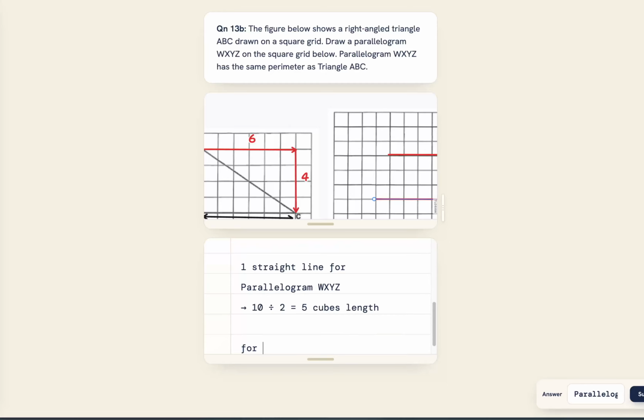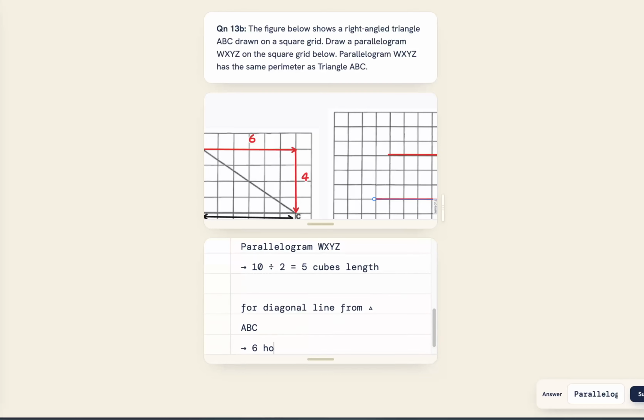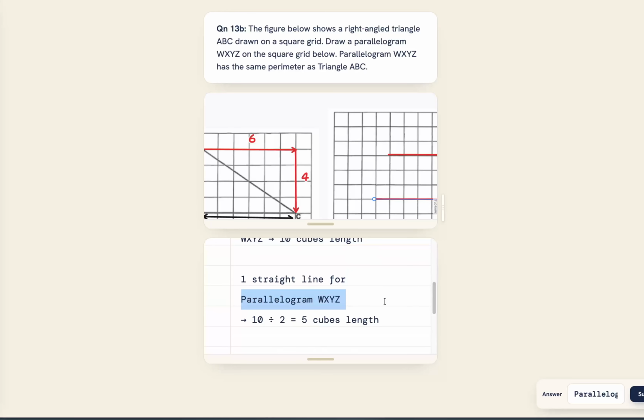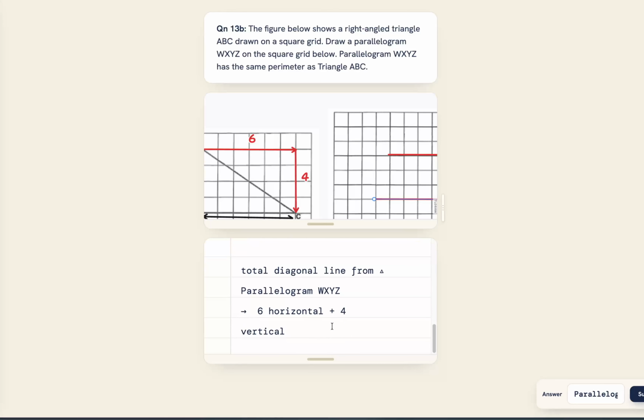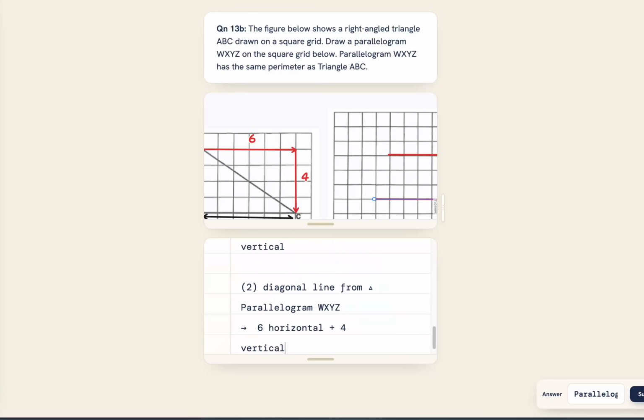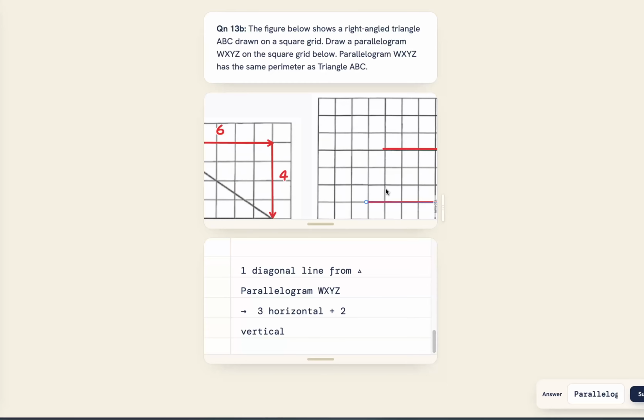Something like this. So we can just have some sort of this. Then 6 and 4 for diagonal lines. For the diagonal line from triangle ABC, it is 6 horizontal plus 4 vertical in this case. So that means the total diagonal line for parallelogram WXYZ will be 6 horizontal plus 4 vertical. If you want one diagonal line, because there are two diagonal lines for the same perimeter, right? That means it is 3 and this is 2. So we divide each into 2.